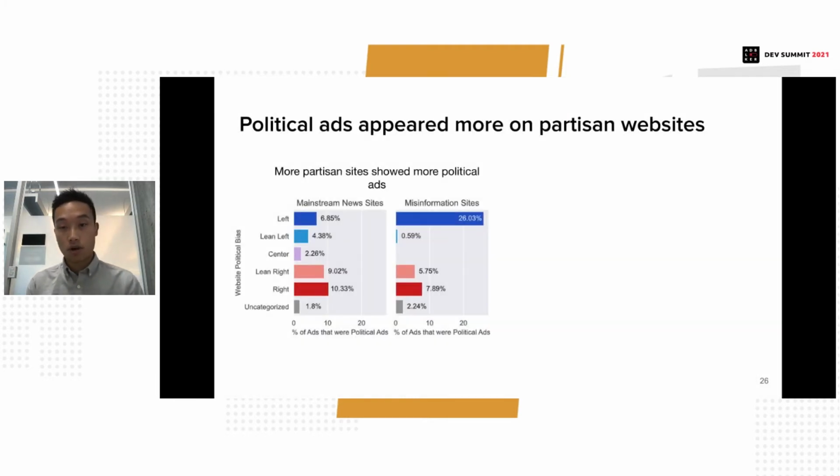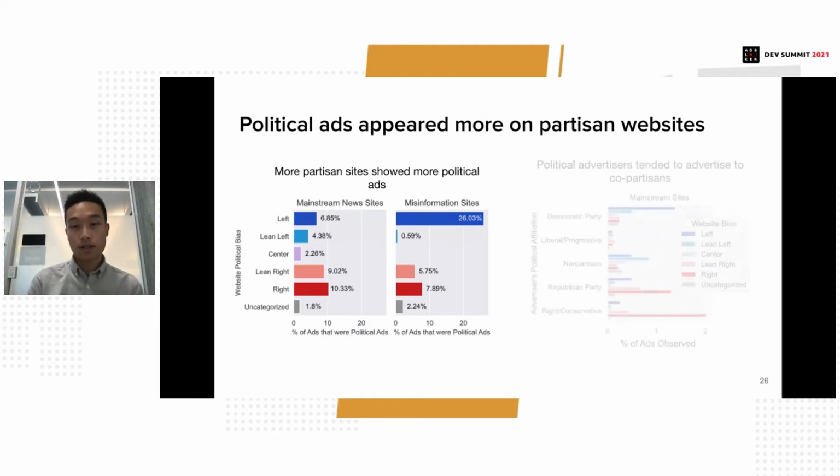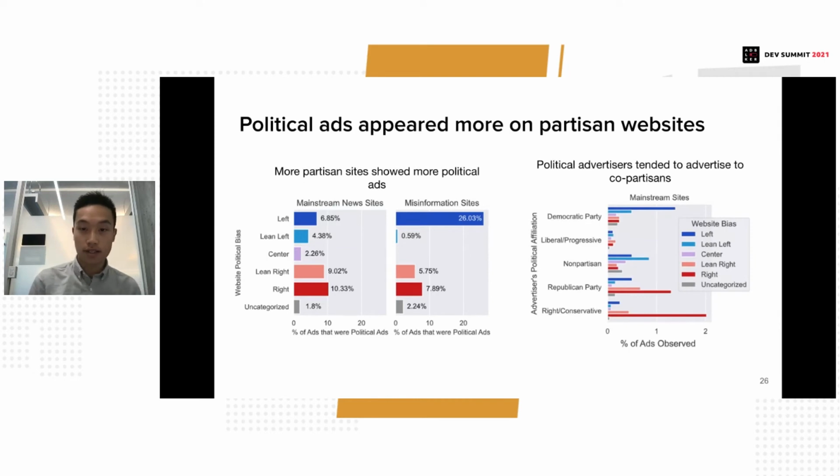So in our quantitative analyses, we found that political ads in our dataset appeared more frequently on partisan websites. We also found that political advertisers tended to advertise more on sites with similar political leanings. For example, Democratic Party campaigns advertise more on left-leaning sites, and Republican and conservative campaigns advertise more heavily on right-leaning sites. So this suggests that online political ads are targeted at people who are interested in politics and read more from partisan sources.